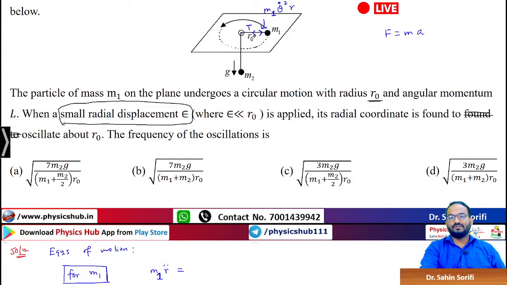So you see, T is acting in the opposite direction. So m1 theta dot square r, the centrifugal force, minus tension. Look, if this tension had been greater, then this mass could not sustain the circular path. It would have come down. So m1 theta dot square r minus T is equal to m1 r double dot. This is effectively acting radially outward, right?